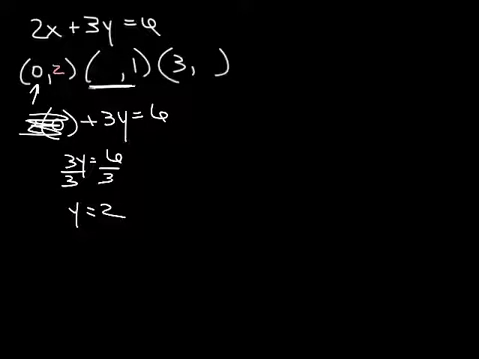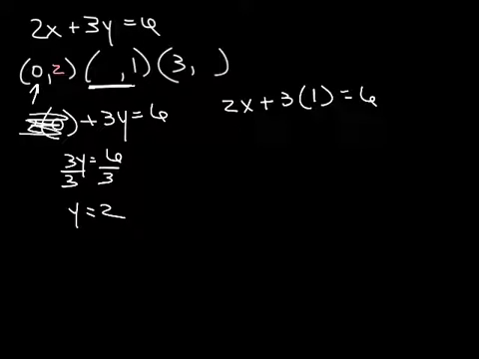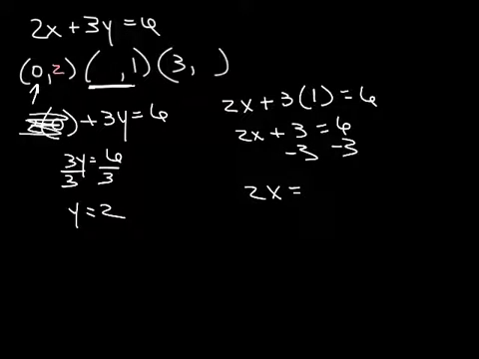Then it's given me the y value but no x value. So I'm going to put 2x plus 3. It gives me a y value of 1. 2x plus 3 times 1 is 3 equals 6. I'm going to subtract 3 from both sides. 2x equals 3. And I'm going to divide by 2. And my x equals 3/2. So the number that goes here can be a fraction, it doesn't have to be a whole number.